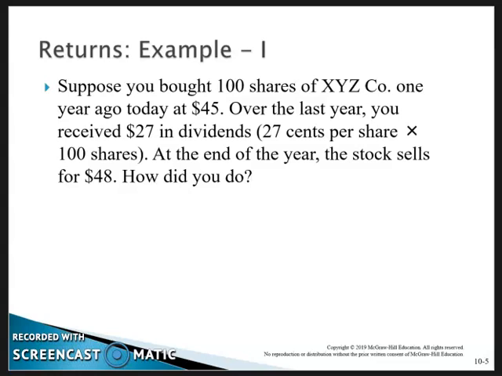Most books do this differently than I would do it. If you're just calculating the return, all you need to do is to consider the share price and the dividend. So, for example, this would be 27 cents plus 48 minus 45, divided by 45. That would be your return.